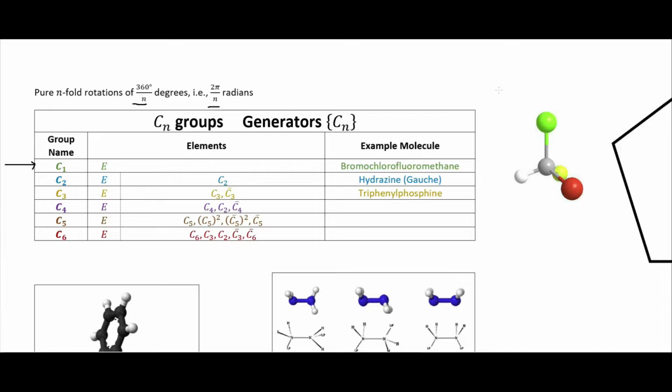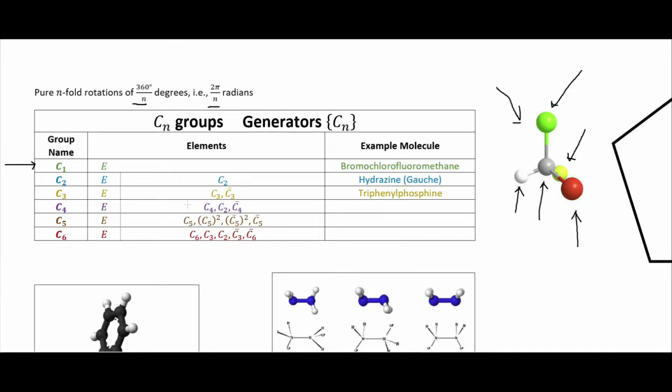And that'd be something like this right here, which is bromochlorofluoromethane. It has a bromine, a chlorine, and a fluorine, and then a hydrogen attached to a carbon here. This is a chiral molecule, and you can't rotate it or reflect it in any way so that you could get the same thing through a rotation of some degrees or anything like that. So all there is is the identity element.